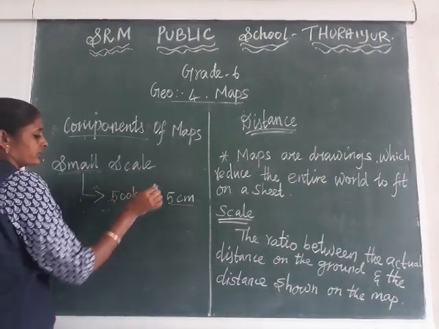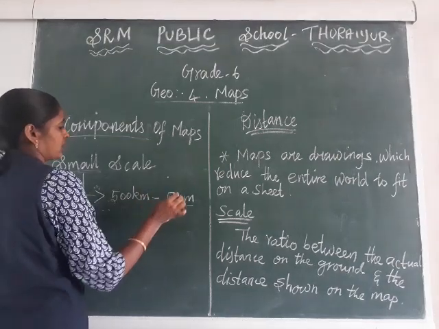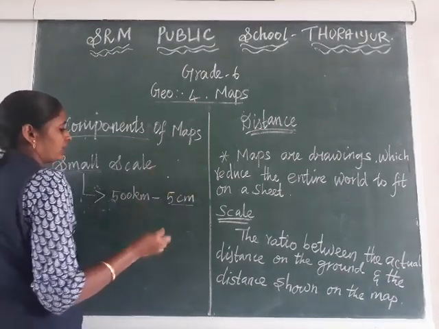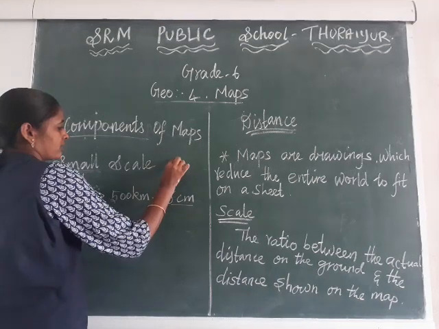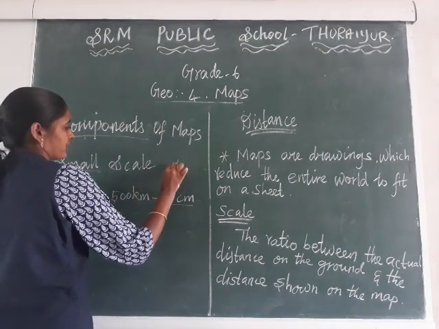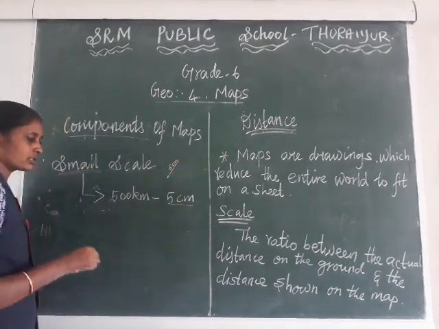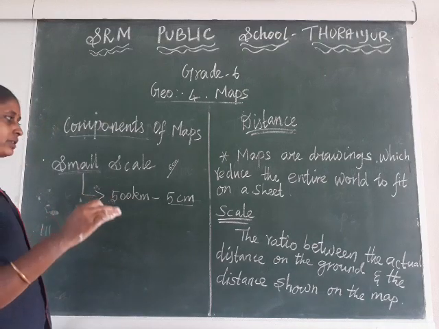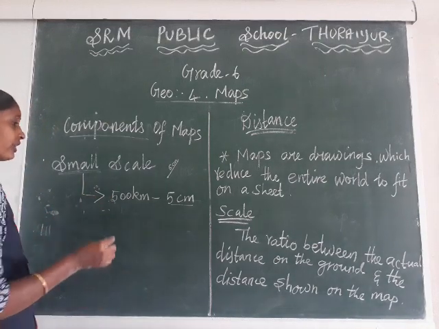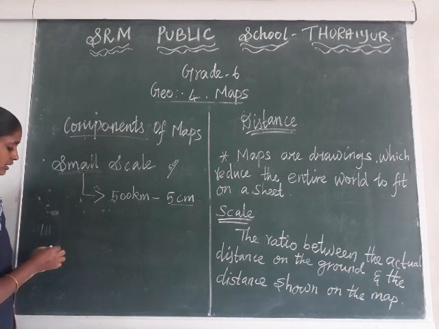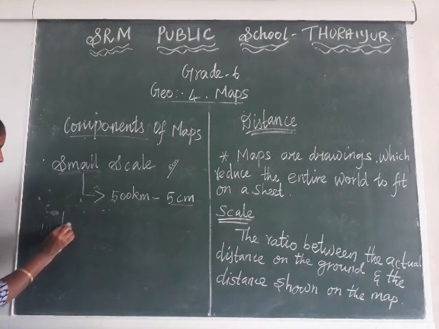Suppose here we have Chennai, and here we have Hyderabad. To mark this place we are using around 5 centimeter distance. Why? Because maybe the distance between Chennai and Hyderabad is 500 kilometer.